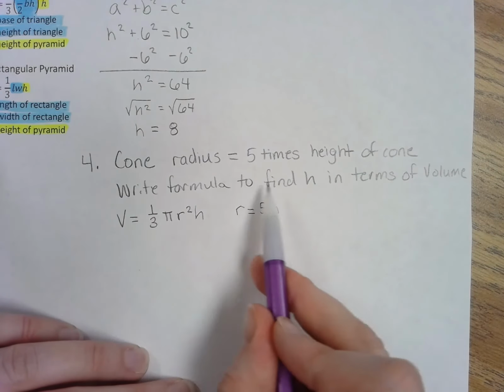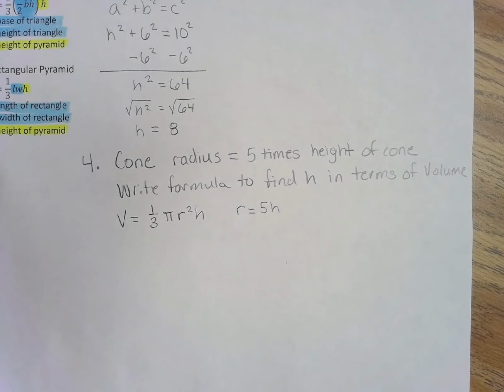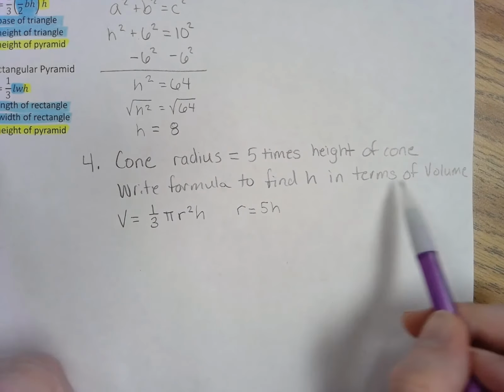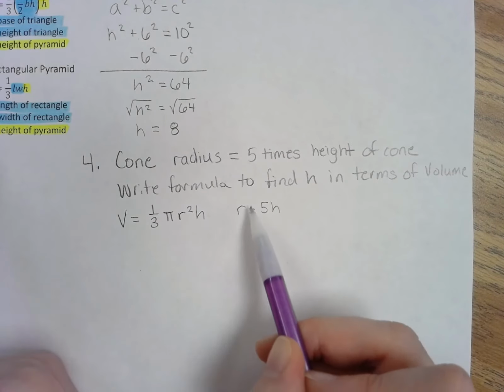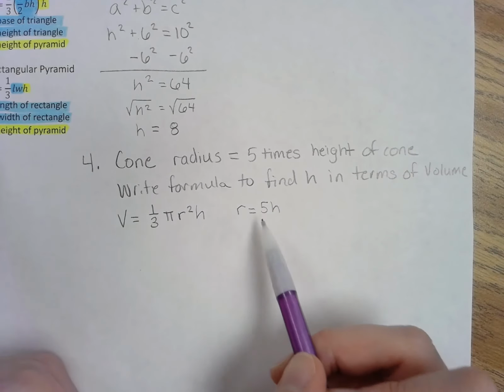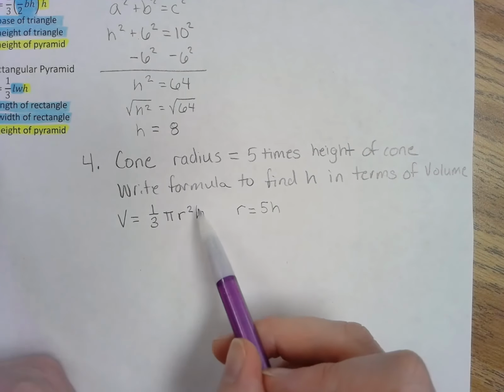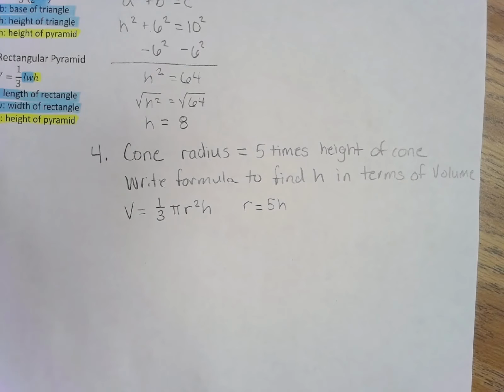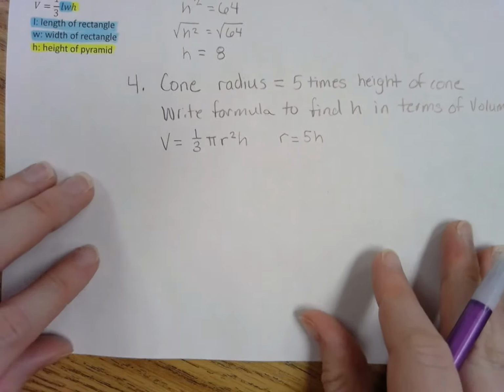Because we're writing a formula to find h, we're just going to solve for h in terms of volume. We don't want to see any of these r values, so we're just going to replace this in for r. That way all we have left is v and h. And when it says find h, that means we're just going to solve for h.